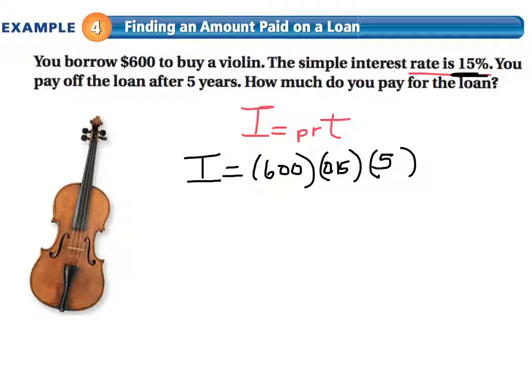It's 5. Now remember that it's not always going to give you years as well. It may say 6 months. It may say 18 months. You have to convert that to years. All right, so solve this.